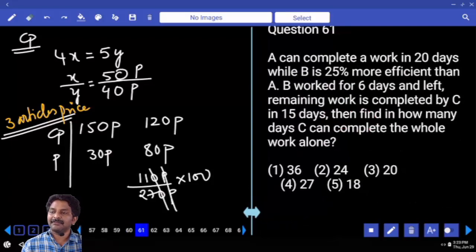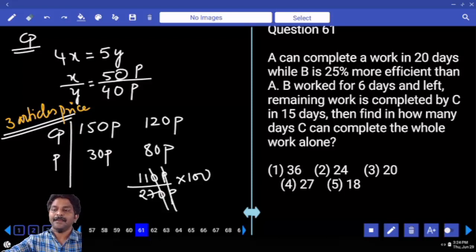A can complete a work in 20 days while B is 25% more efficient than A. B worked for 6 days and then left. The remaining work is completed by C in 15 days. Then find how many days C can complete the whole work working alone.